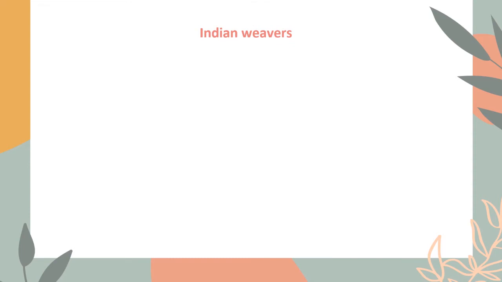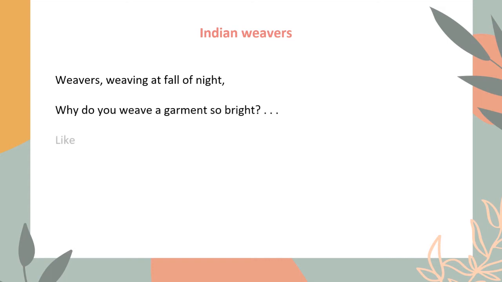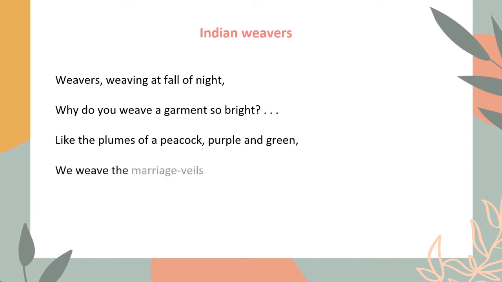Let's read the second stanza now. Weavers weaving at fall of night, why do you weave a garment so bright? Like the plumes of a peacock, purple and green, we weave the marriage veils of a queen.